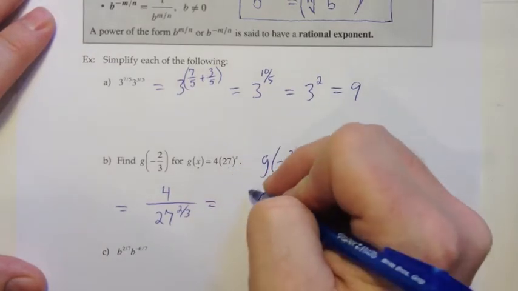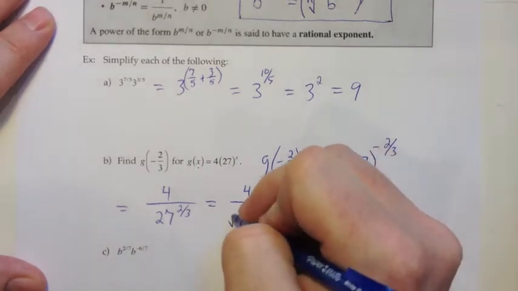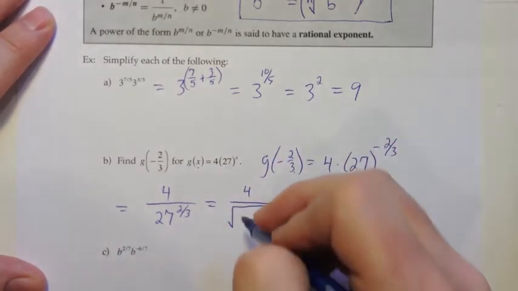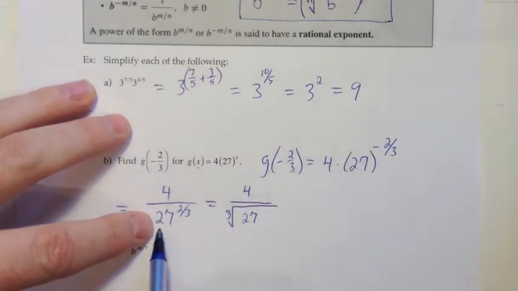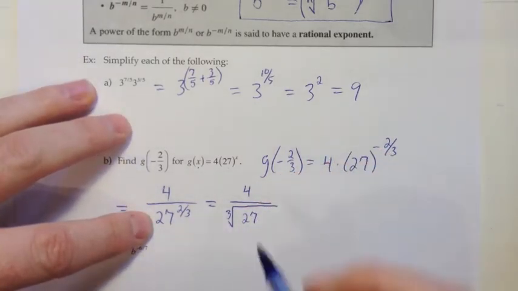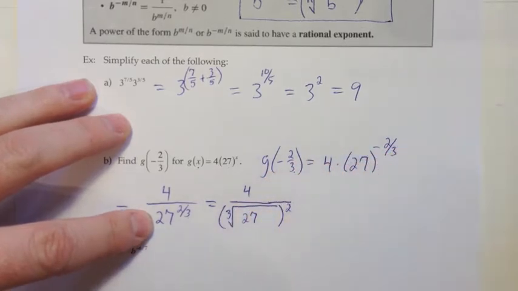And then the next step that I would take is start trying to break that rational exponent apart. The 3 in the denominator tells me what kind of root to take. So that would be a cube root of 27. And so I've dealt with the 27 and the 3, but not the 2. So the 2 I'm going to break off to the side and just leave that as an exponent.